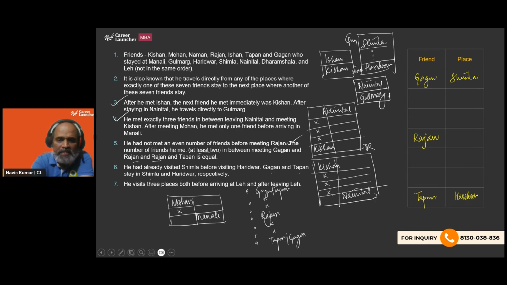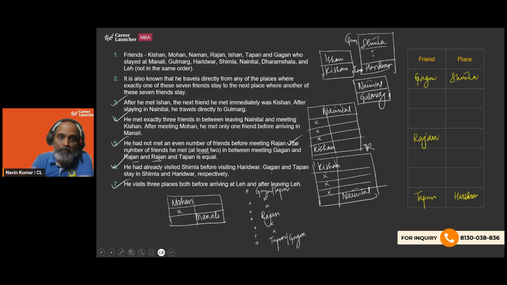So basically, fifth and sixth statements, they together made sure that we have got Rajan at the center, and it says that he had not met an even number of friends before meeting Rajan. Of course, he has met three people before Rajan. And since there are 7 people, there are at least 2 people between Rajan and Gagan that he meets, and between Rajan and Tapan, that is concrete, that Rajan is at the center. Also, Shimla is before Haridwar and Gagan is from Shimla and Tapan is from Haridwar. That is also known. Let's look at the next statement.